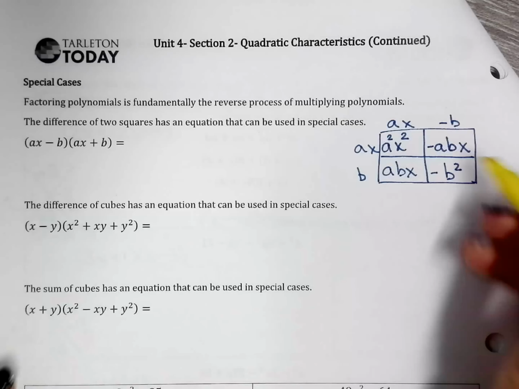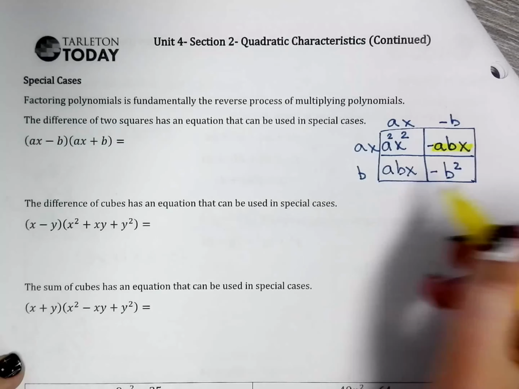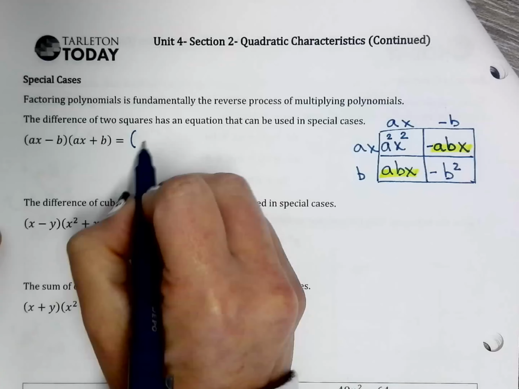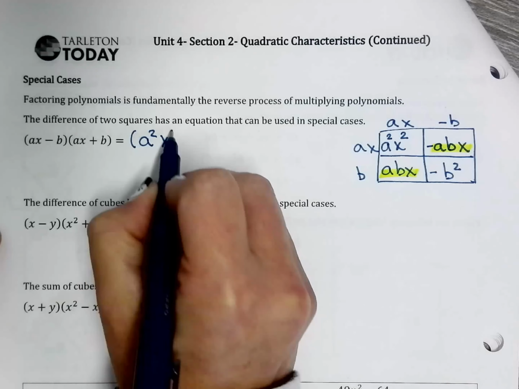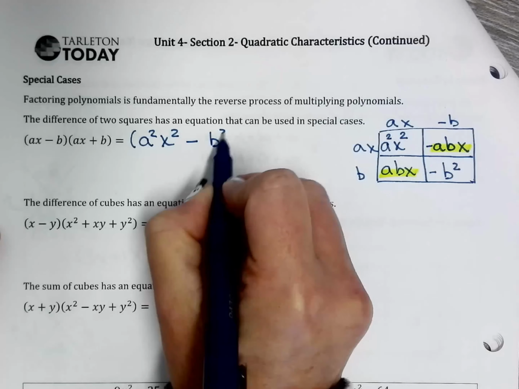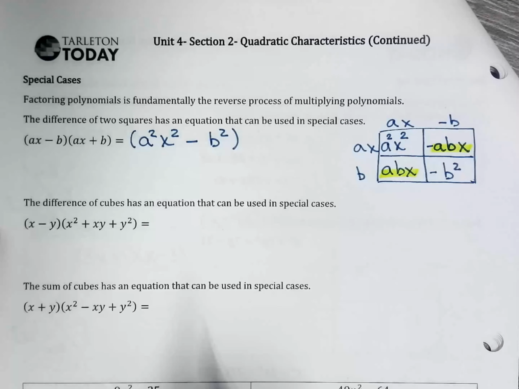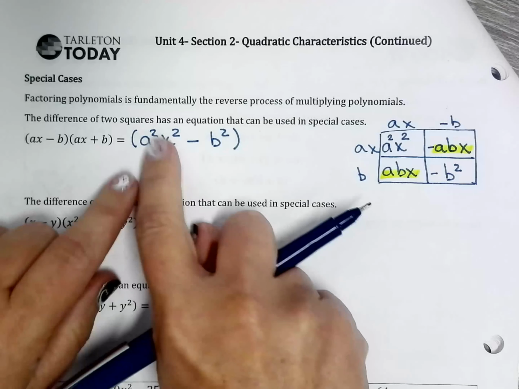Okay, now you're going to combine like terms. So abx is like term with abx. Negative and positive of the same one, they add up to be 0. So now my final answer here, I have a squared x squared minus b squared. So this is actually the formula for you to go from here to here.